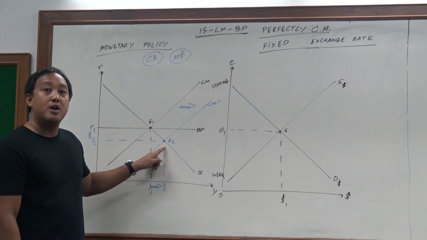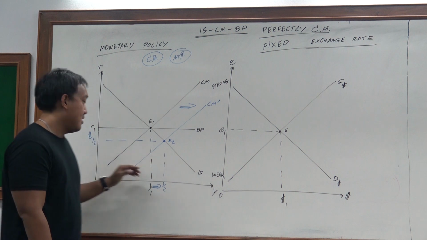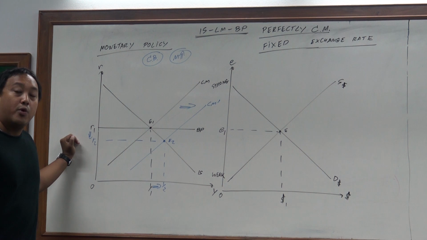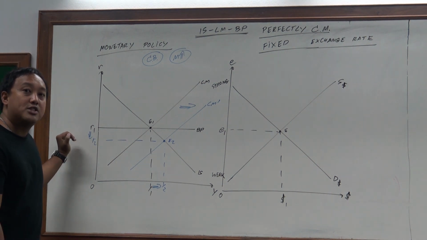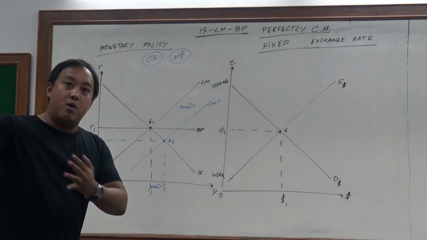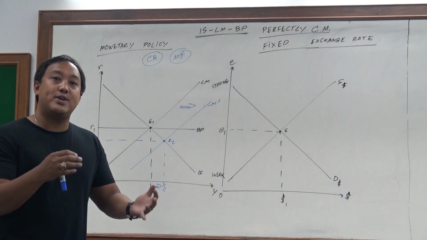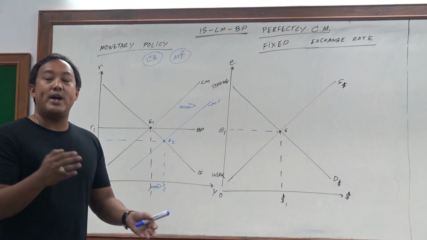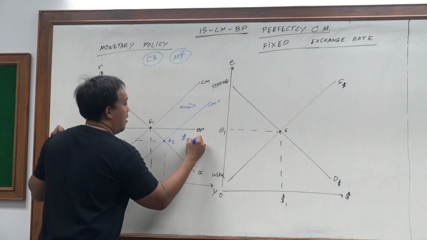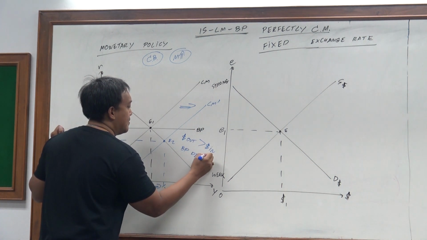However, the new equilibrium point E2 is located below the BP curve. The new equilibrium point E2 below the BP curve means that the real interest rate is too low. When the real interest rate is too low, the money is going to move out of the country, because the return in our country is too low. Nobody wants to invest capital here. They're going to throw the money out. So the money moving out is more than the money moving in. Balance of payments becomes a deficit.